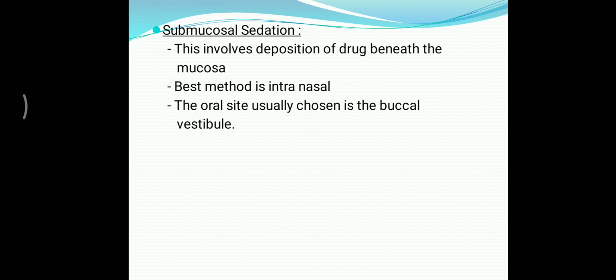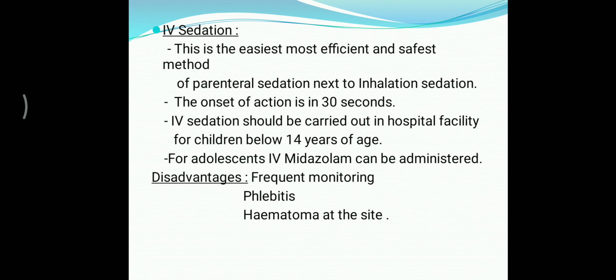And now let's see about the submucosal sedation. This involves deposition of drug beneath the mucosa. Best method is intranasal. The oral site usually chosen is the buccal vestibule. IV sedation: this is the easiest, most efficient and safest method of parenteral sedation next to inhalation sedation. The onset of action is 30 seconds. IV sedation should be carried out in a hospital facility for children below 14 years of age. For adolescents, IV midazolam can be administered.